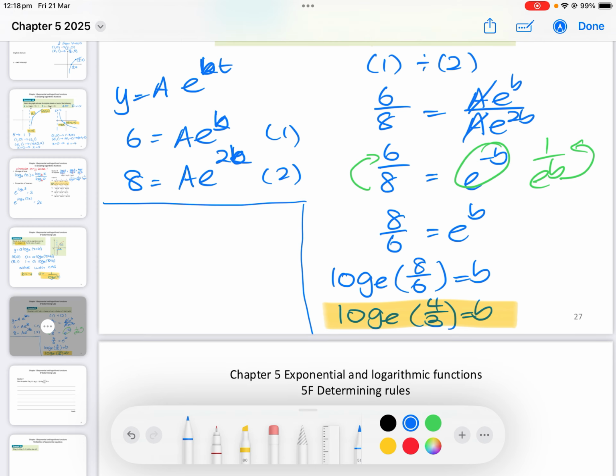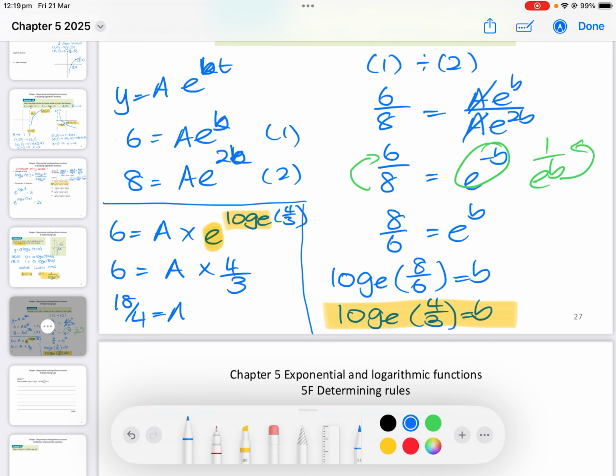Sorry, the sizing, it won't resize. So I know that 6 equals a times e to the power of the natural log of 4 on 3. And if you remember what we did on Thursday, if we have e to something to the power of log e, they undo each other. So this is the same as a times 4 on 3. And that was just one of the laws we had to remember. So that means 18 on 4 equals a, or we can say a equals 9 on 2.